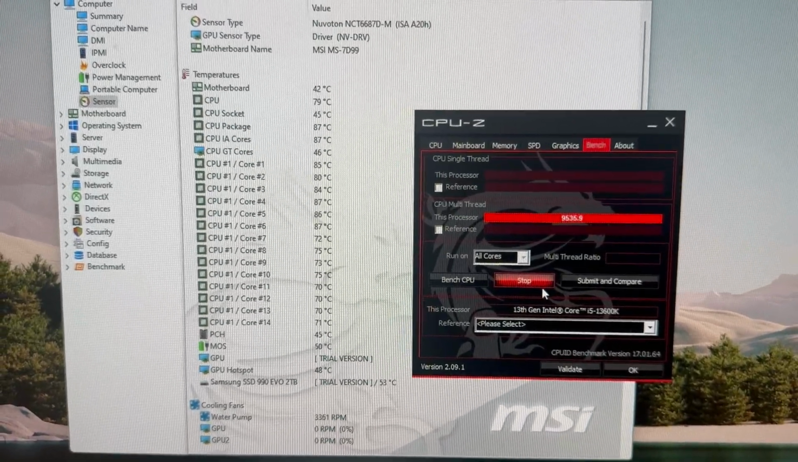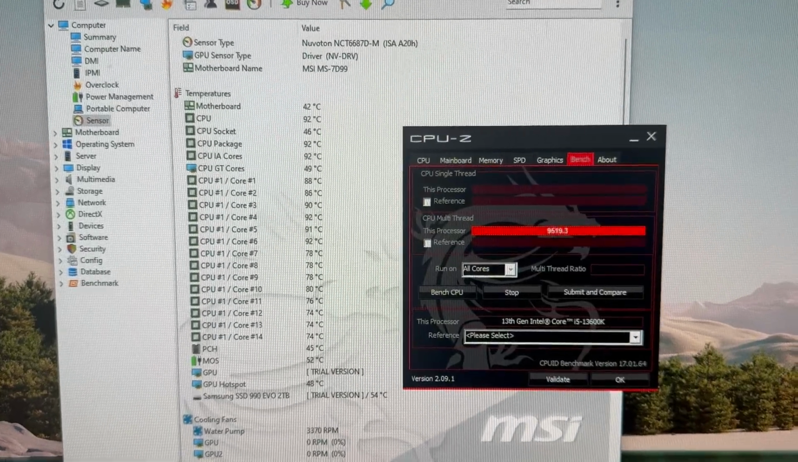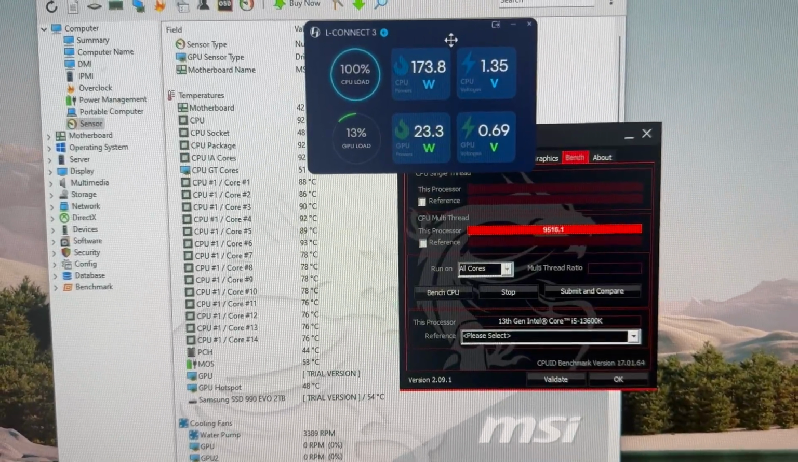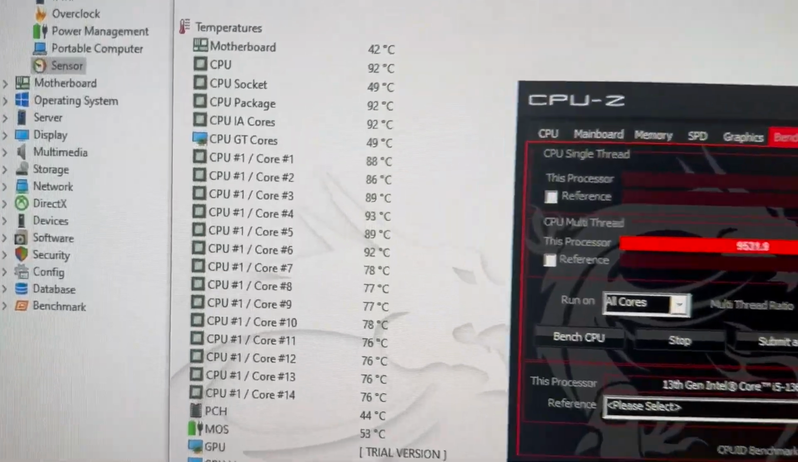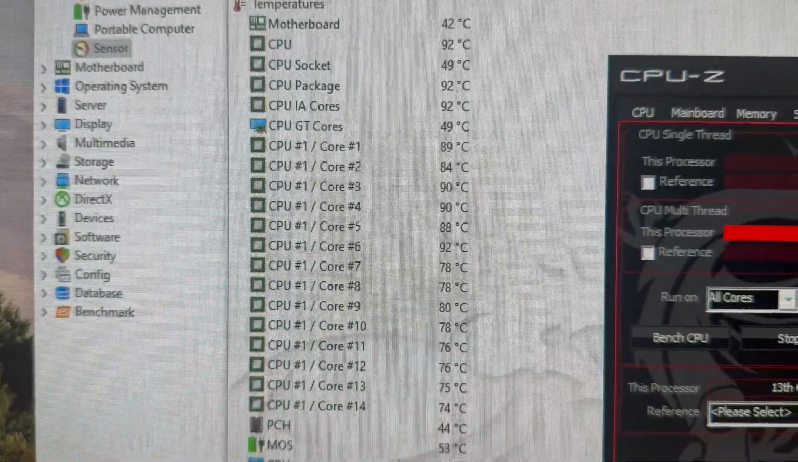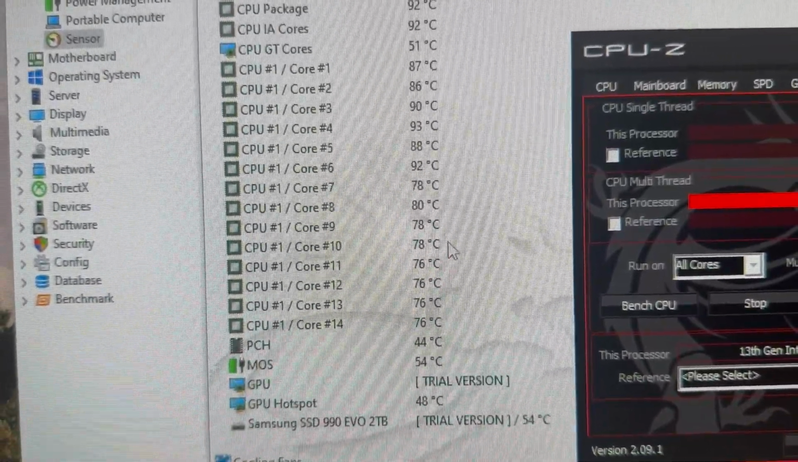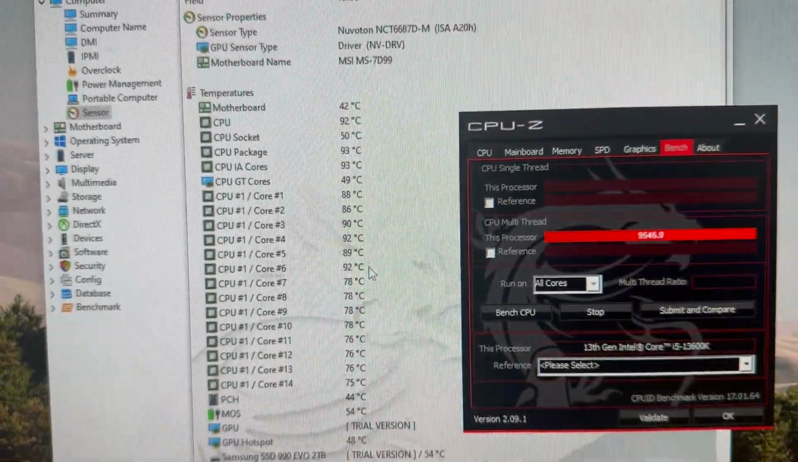So now we're running CPU Z, and as you can see, it hits 91 or 92C. We're pulling about 150 to 173 watts. So we're pulling a lot less power, but we are still hitting 92C. So let's keep going. I think at this point, we need to pull the CPU block and see what's going on with it.